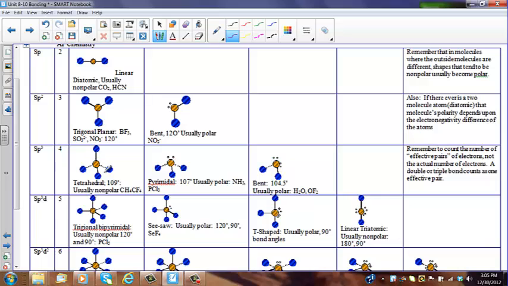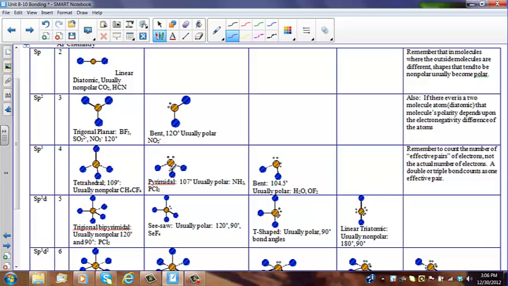Tetrahedral, I've got 4 groupings coming off the main atom. The bond angles are usually 109 degrees. This is usually a nonpolar molecule. You can see that I've got 4 bond lines, so that's S, P1, P2, P3, so this is sp3 hybridized.